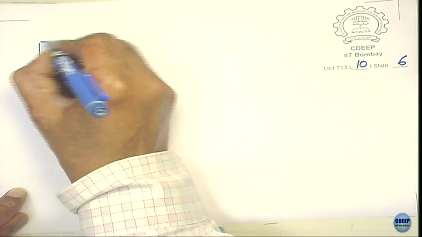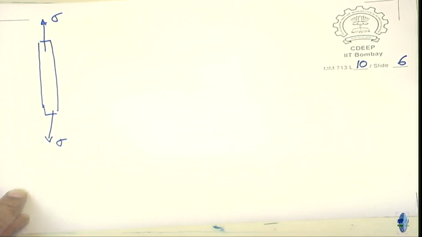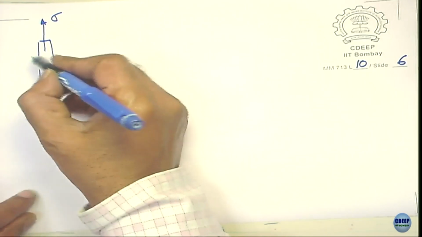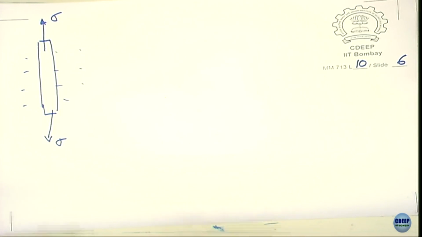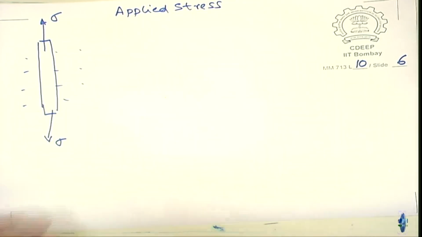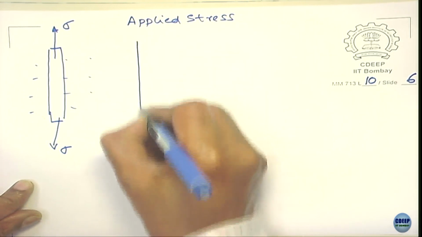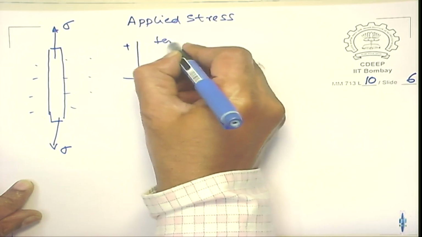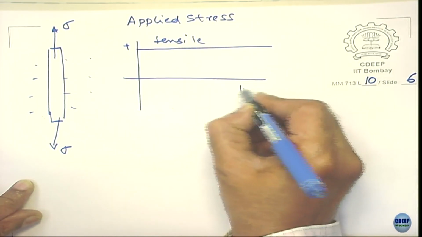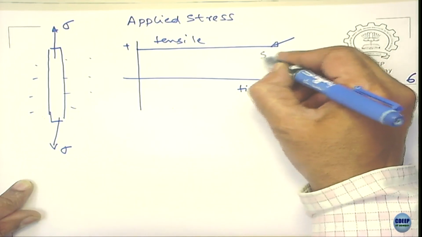Now, I can have a variation of what all you have seen. Suppose I have a sample, I have a structure maybe, and that I apply a stress, and it is exposed to the environment. Applied stress. The stress can be tensile, and you can have a tensile stress. And it can be static with respect to time. And this leads to a failure called stress corrosion cracking.